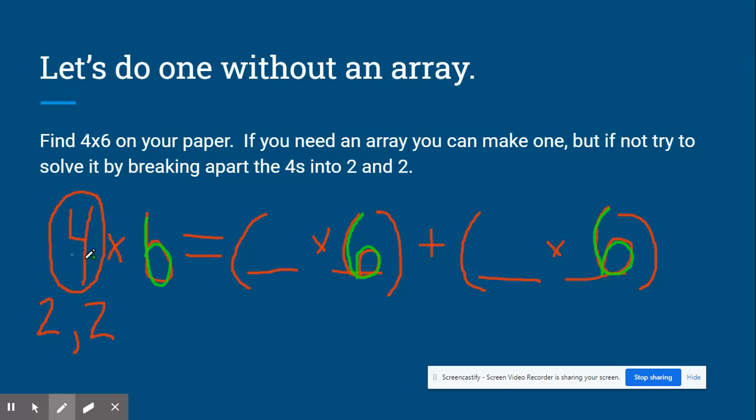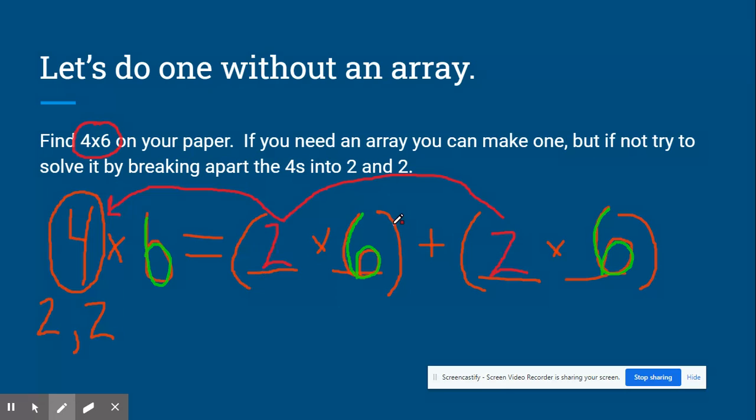Okay, but we did break apart the 4. We broke it up into what? You should have said a 2 and a 2. So that did change. So now we have 2 times 6 and 2 times 6. So instead of looking at the equation 4 times 6, what we're really looking at now is 2 times 6 plus 2 times 6. And if you notice, 2 plus 2 equals 4. So there is a connection.